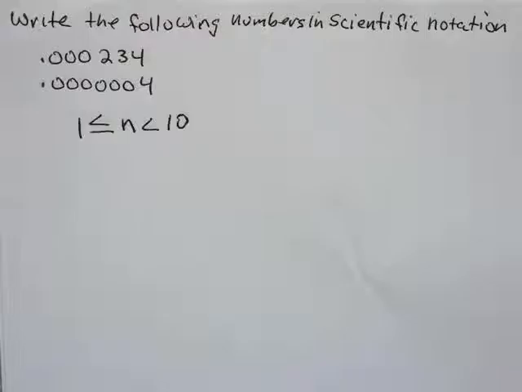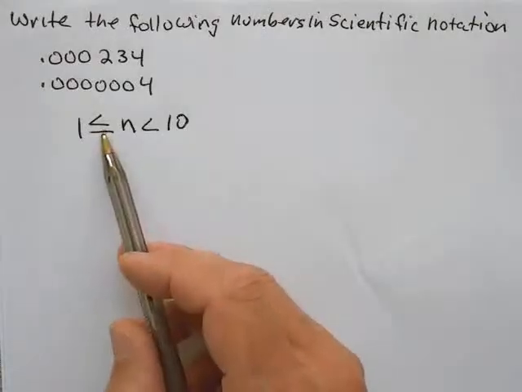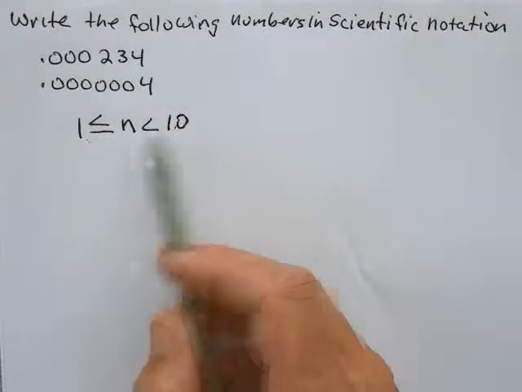In this video, we're going to write two very small numbers using scientific notation. So in order to do this, we are going to review what it is to write a number in scientific notation. As you might recall, when we write numbers in scientific notation, there are two factors, and the first factor has to be greater than or equal to 1 and less than 10.